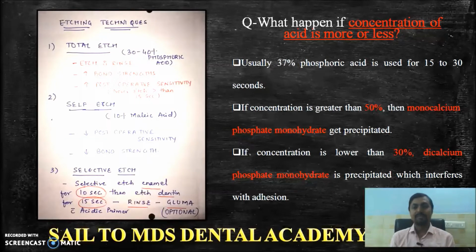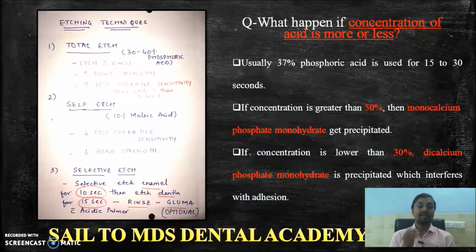So self-etch technique has been devised in which a low concentration of acid is used, like 10% malic acid. Here the post-operative sensitivity is reduced, but there is also a decrease in bond strength. So nowadays the most commonly followed technique is a selective etch technique, which I will explain in detail in the following slides. Remember, here I have written something that is Gluma. Gluma consists of glutaraldehyde and HEMA. This Gluma is a desensitizing agent applied on the surface for a period of 1 minute.